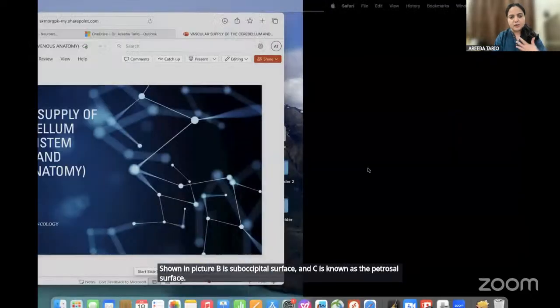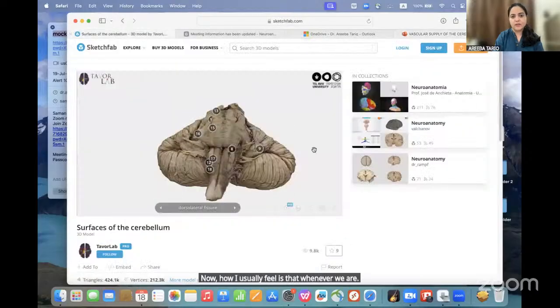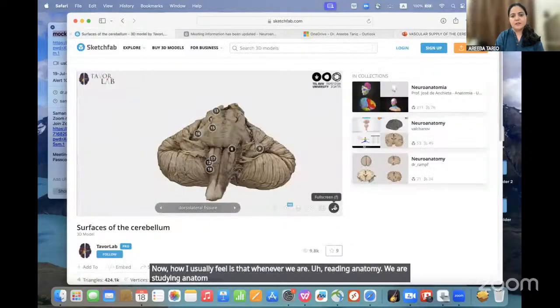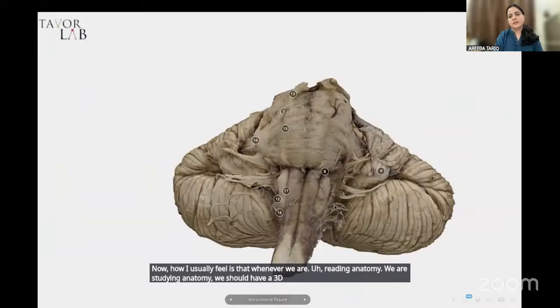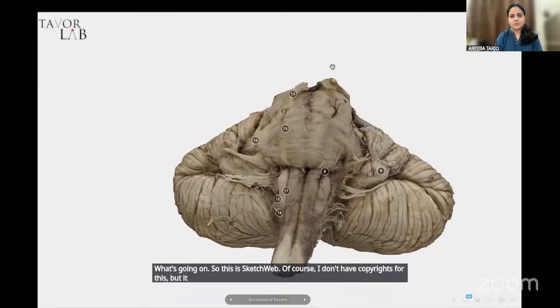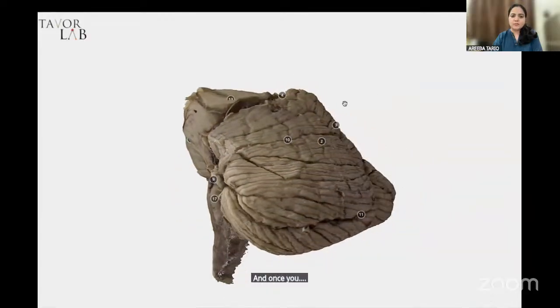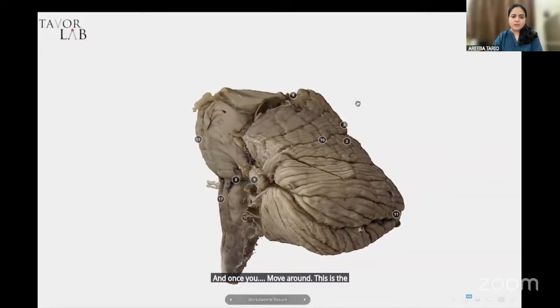Now, whenever we are studying anatomy, we should have a 3D view so that we can understand what's going on. This is Sketchfab. Of course, I don't have copyrights for this, but it's free to be used. Just for an idea, this is how the petrosal surface looks. And once you move around, this is the lateral view of the cerebellum and the brainstem in the posterior fossa.